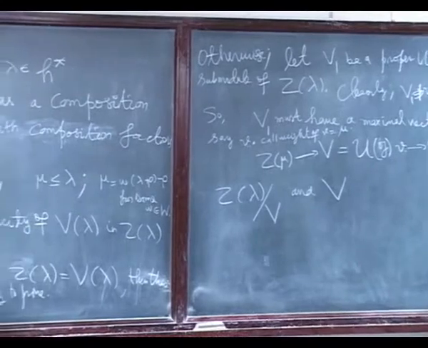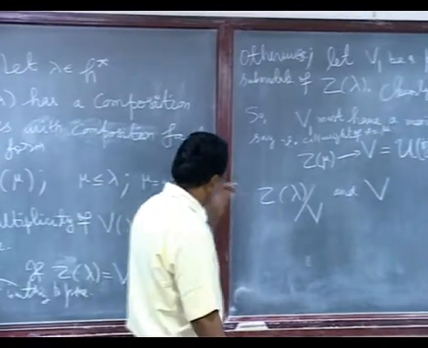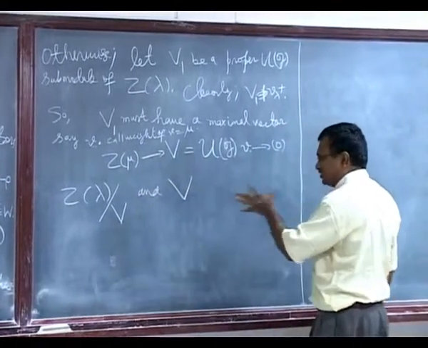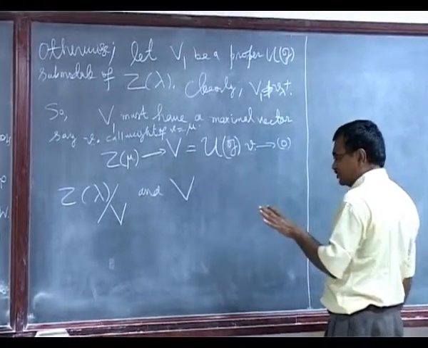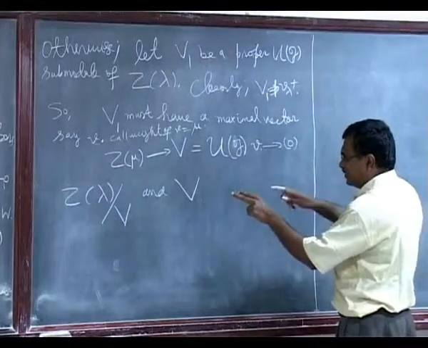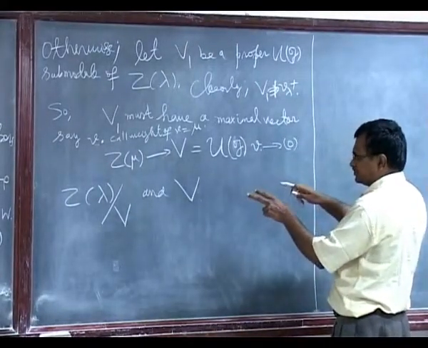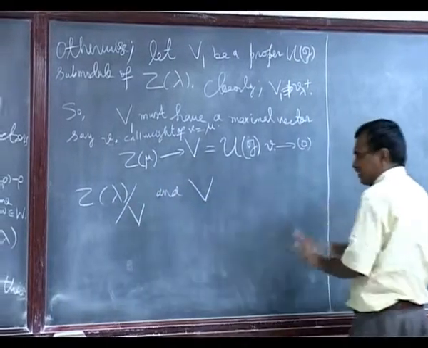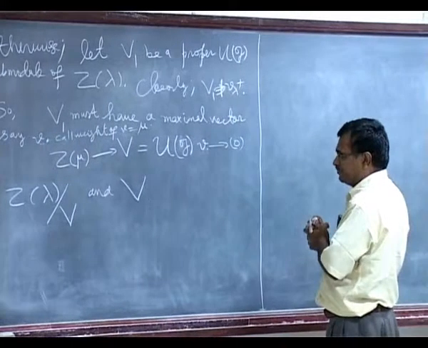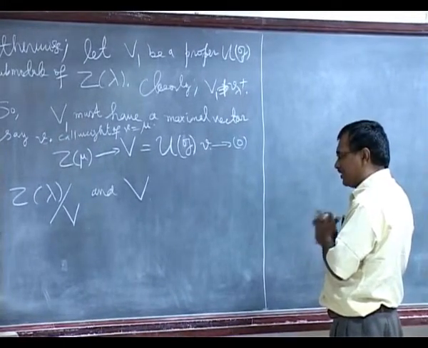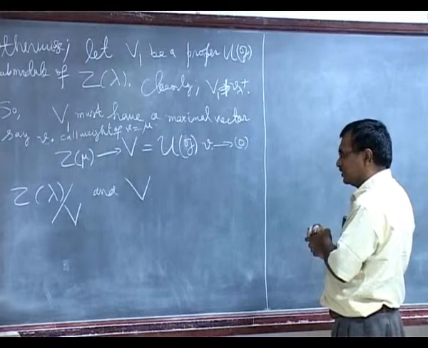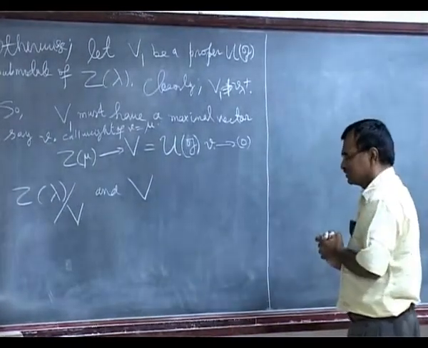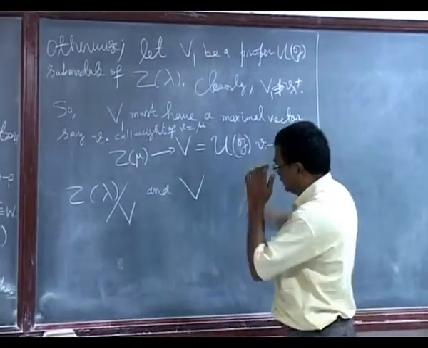They have the property that each can be written as a direct sum of weight spaces with respect to the action of the Cartan subalgebra, and every weight of these two modules is less than or equal to lambda. Of course, here it is less than or equal to lambda, and here it is strictly less than lambda. And the center of the universal enveloping algebra acts by the same scalar chi lambda of Z on both modules, because it is true for this as well as this.